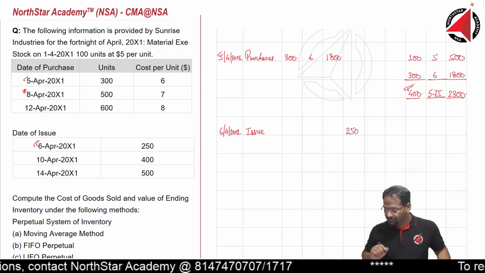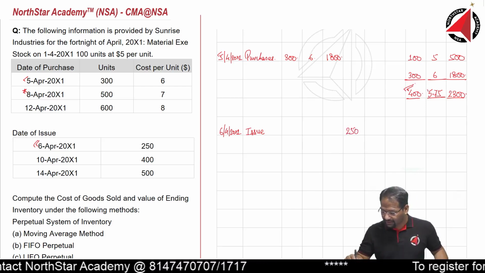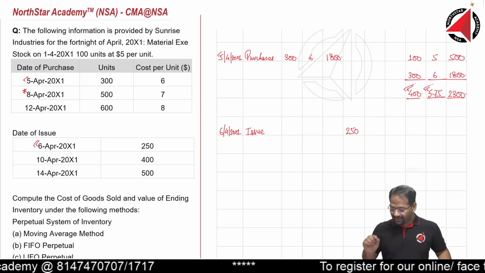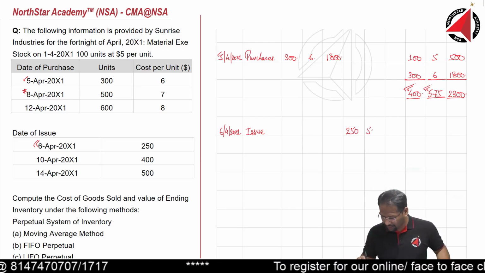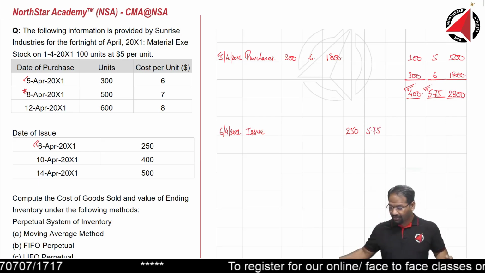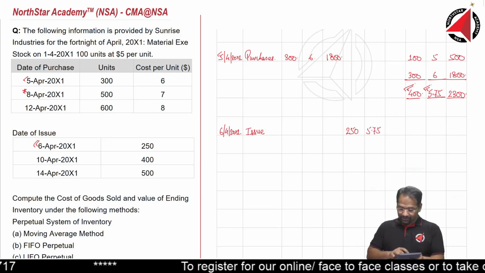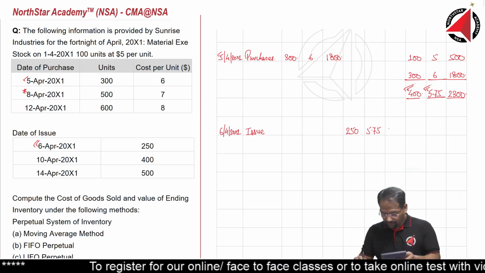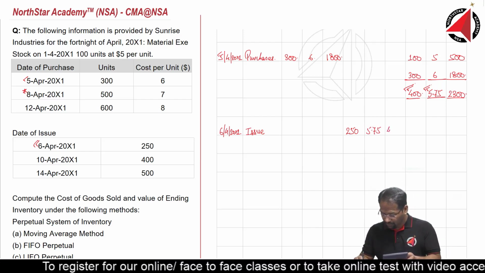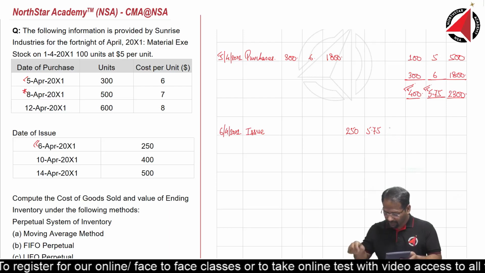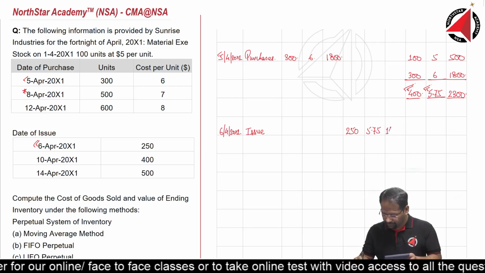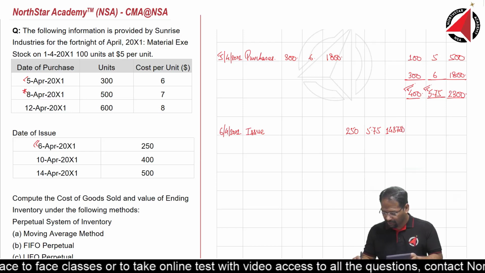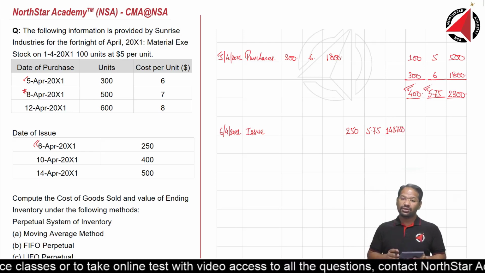250 units we are going to issue at what rate? This rate what we have calculated, which is called weighted average rate. So 5.75. How much do we get? So 250 multiplied by 5.75, we get 1437.50. You can also round it off as 1438.